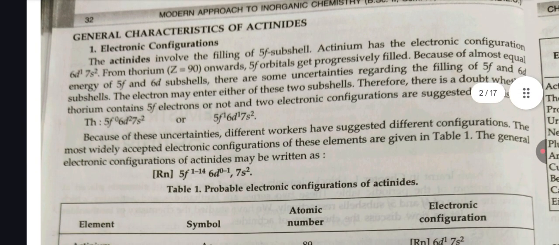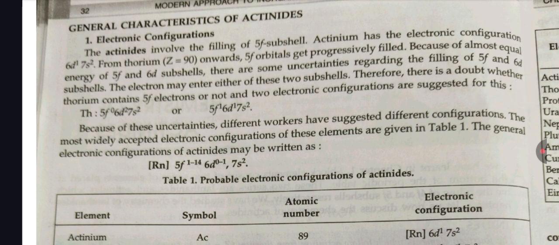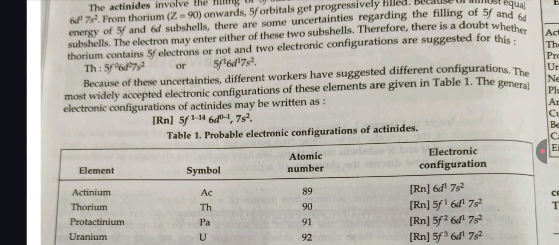General characteristics of actinides. First is electronic configuration. The actinides involve the filling of the 5f subshell. Actinium has the electronic configuration 6d1 7s2. From thorium onwards, 5f orbitals get progressively filled because of the almost equal energy of 5f and 6d subshells. There are some uncertainties regarding the filling of 5f and 6d subshells. The electron may enter either of the two subshells. Therefore, there is doubt whether thorium contains a 5f electron or not, and two electron configurations are suggested for thorium, that is 5f0 6d2 7s2 or 5f1 6d1 7s2.